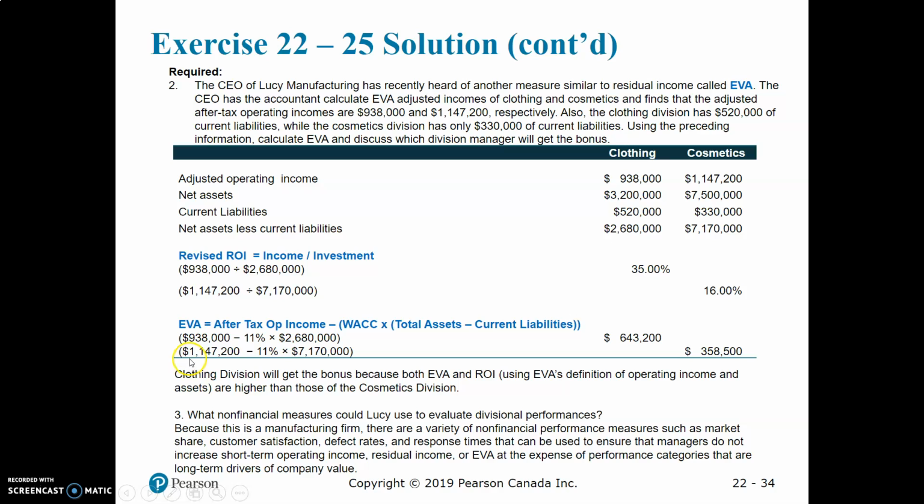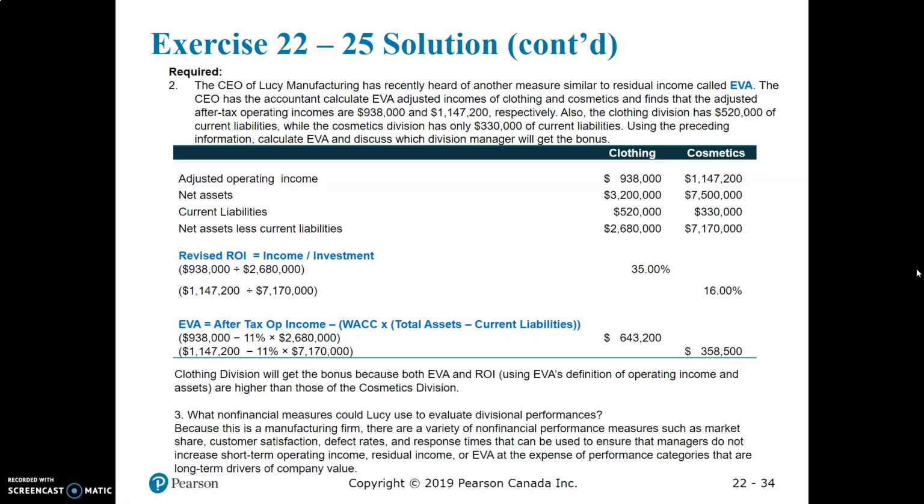Similarly, for the cosmetics division, our after-tax operating income of $1,147,200 minus the weighted average cost of capital of 11% times our net investment of $7.17 million results in an economic value added measure of $358,500 for the cosmetics division.